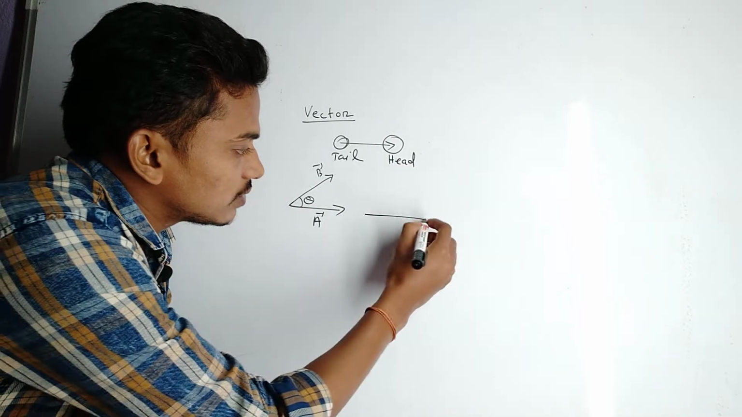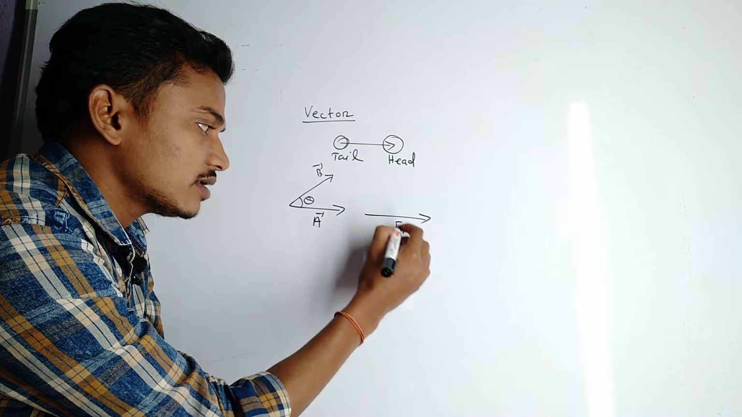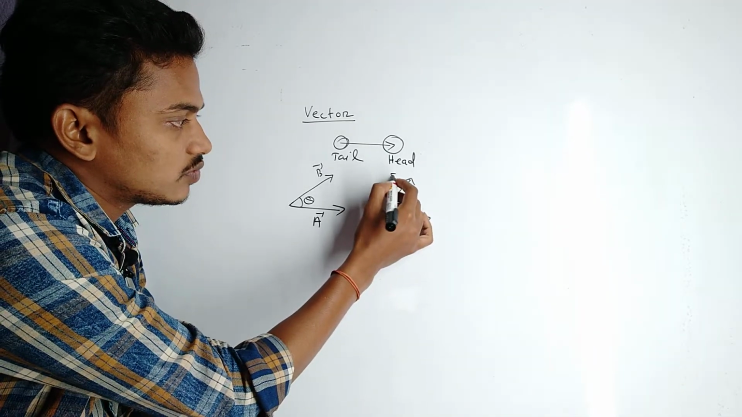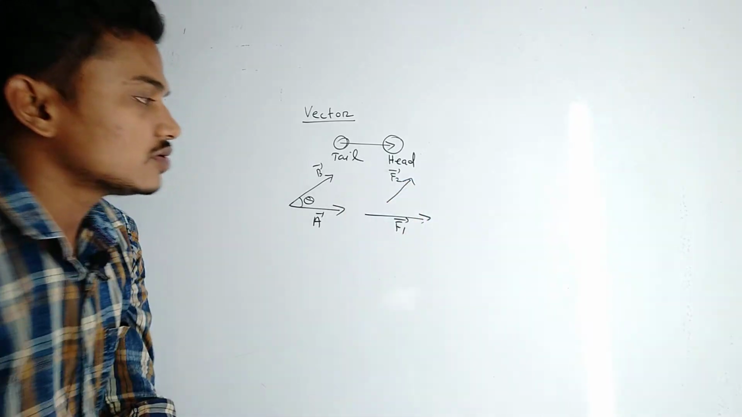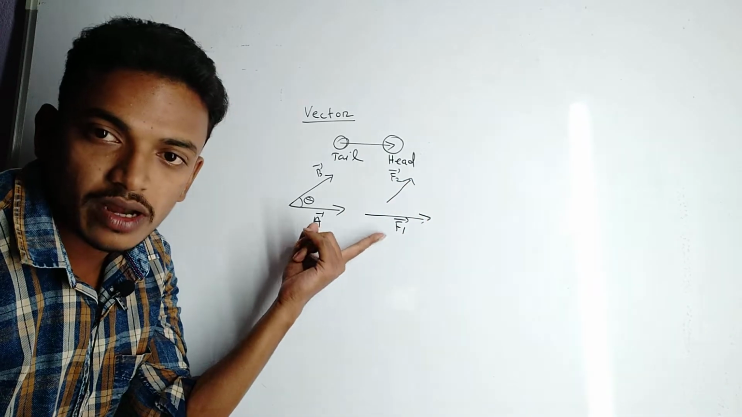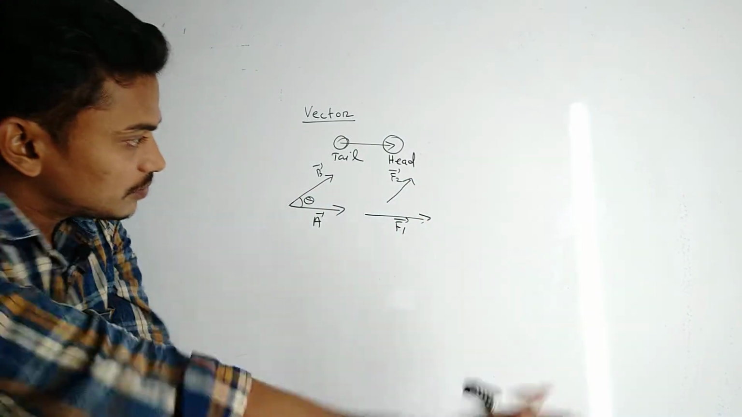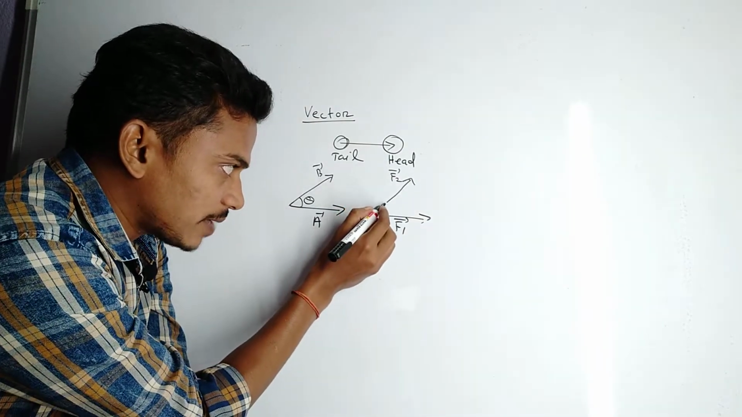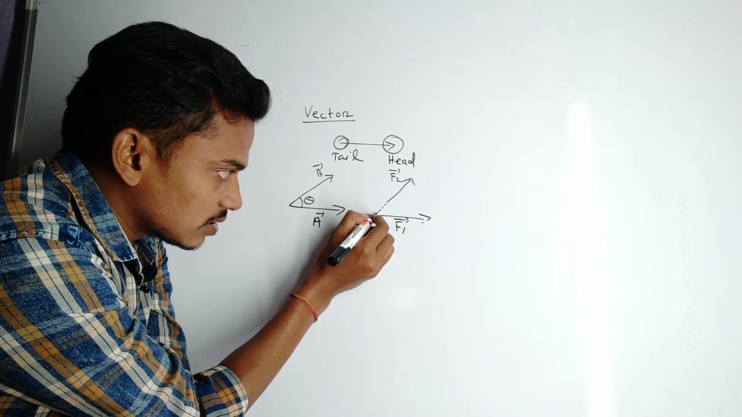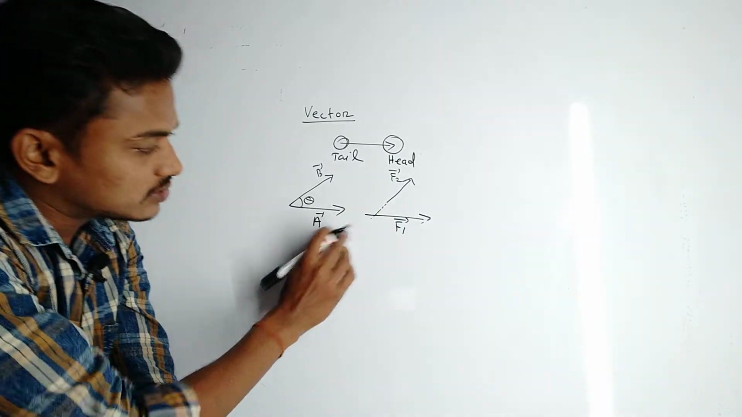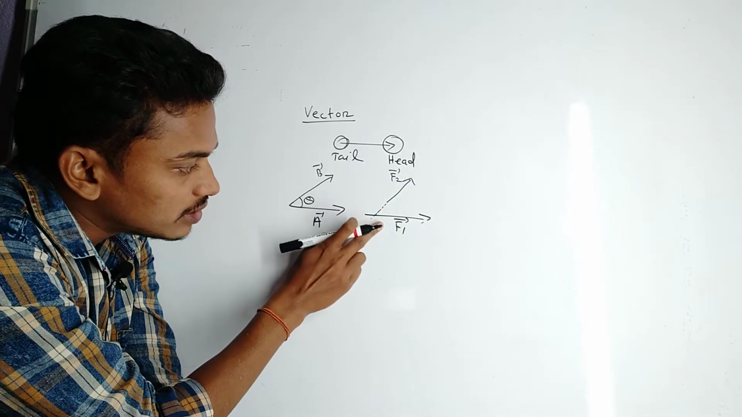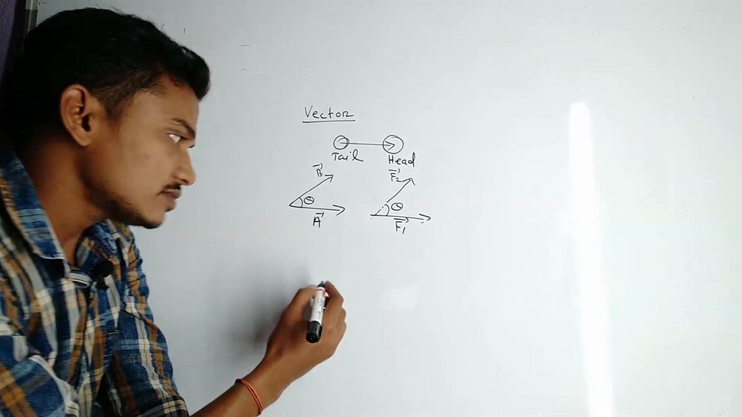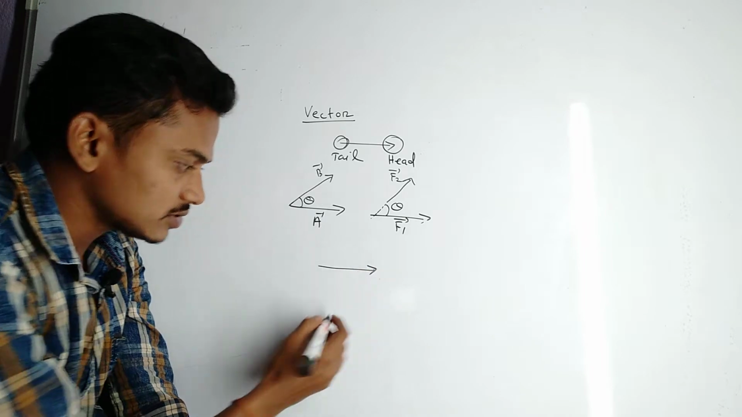Suppose another situation: this is F1 vector and this is F2 vector. To find the angle between F1 and F2, produce one vector, that is F2 vector, in the backward direction. So that the tail of F2 will meet the tail of F1 here, and this will be the angle theta.